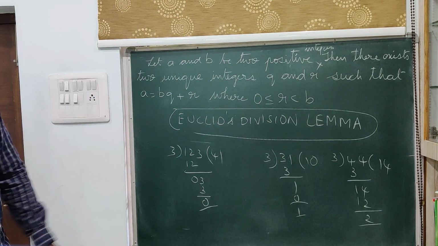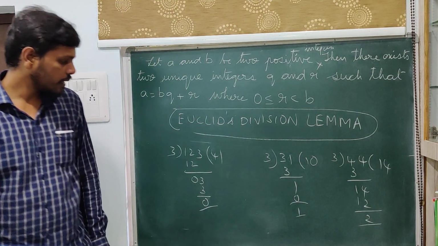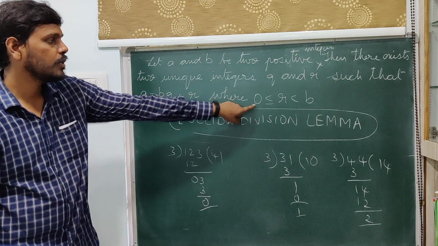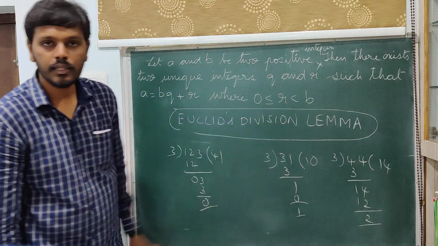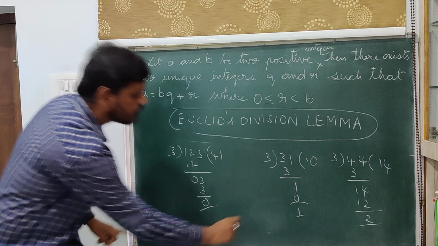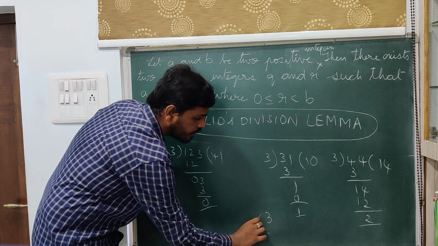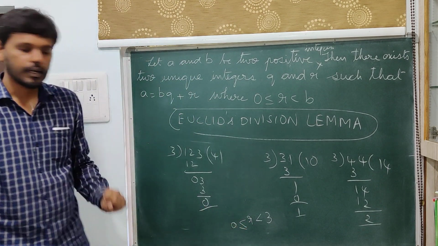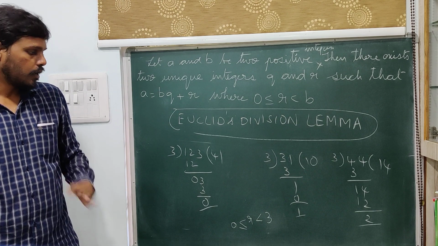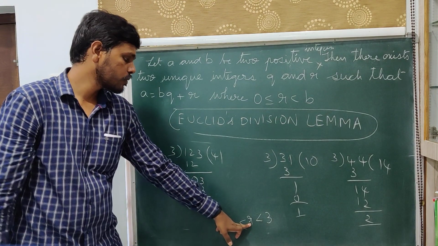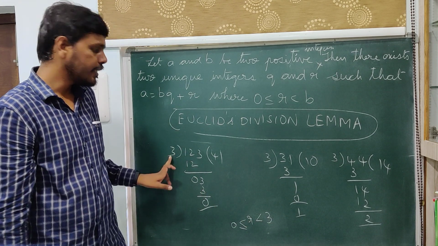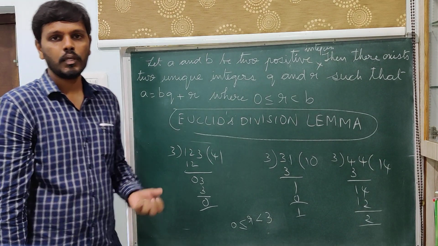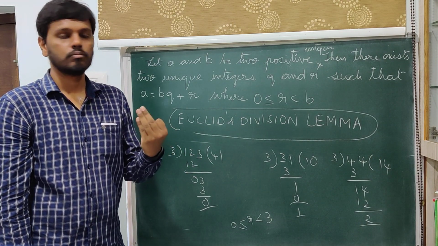That is, whenever you divide any number by 3, you'll always arrive at either 0, 1 or 2. Now that is the meaning of this. So r less than b, in the sense that here b is 3 and r is less than 3, which means that r can be 2, 1 or 0. So these are the possible values of r when you divide any number by 3. Likewise, if you divide by 4, then the possible r's will be 0, 1, 2, 3.